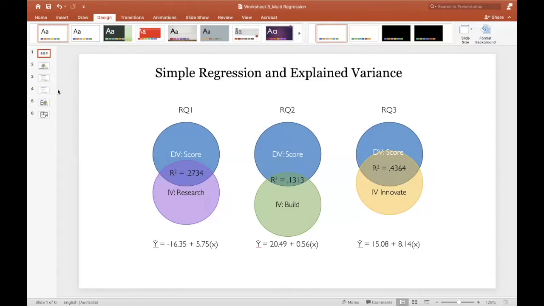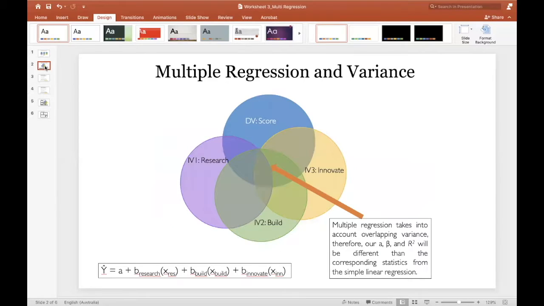So let's visualize what we might expect when we fit the multiple regression model. The regression equation is going to be just a little bit longer because we're including all of the predictors, and we will only have one y-intercept, of course. And the y-intercept, or a, that's the predicted value of our outcome variable, or the dependent variable, when all of our predictors are at 0.